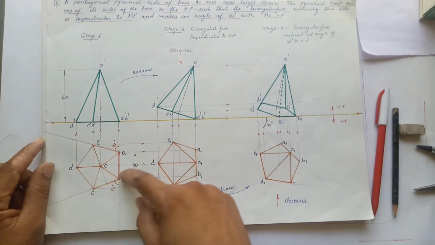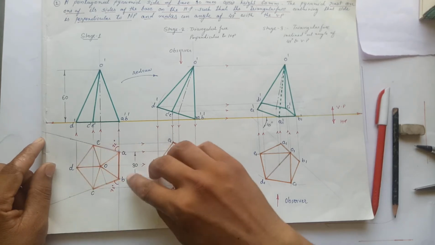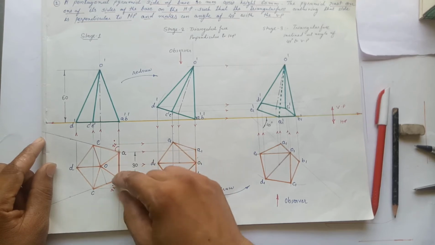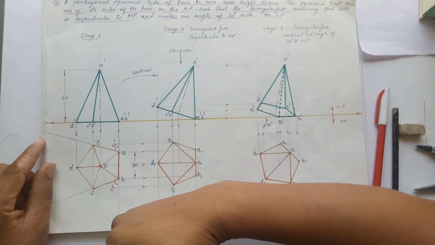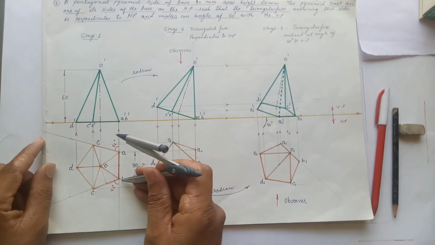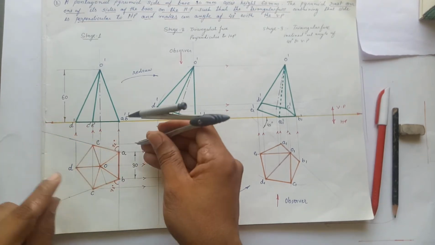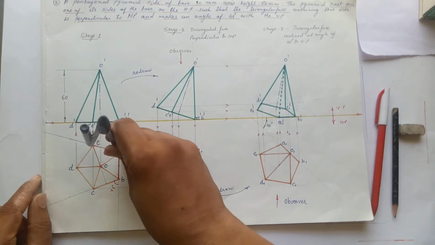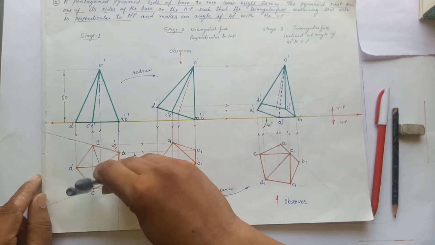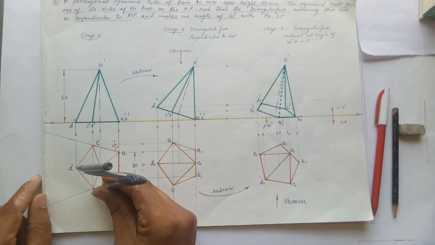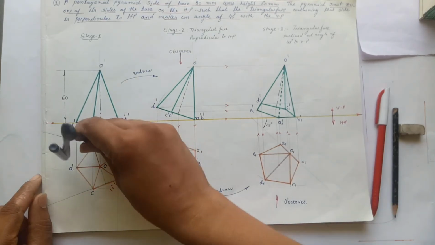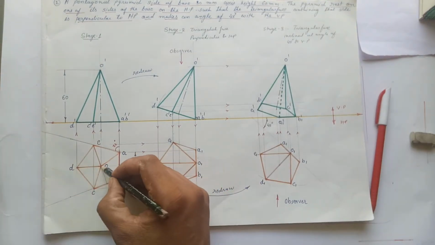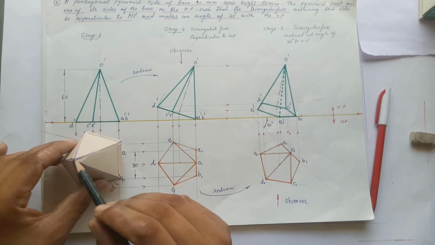So first of all we have to draw the plan, and the plan is the pentagon. So how to draw the pentagon? First of all, draw side AB, and then measure a 72 degree angle on both sides. From A and B, give an arc, it will give us E. From here it will give us C, and again give an arc from C, it will give us D.